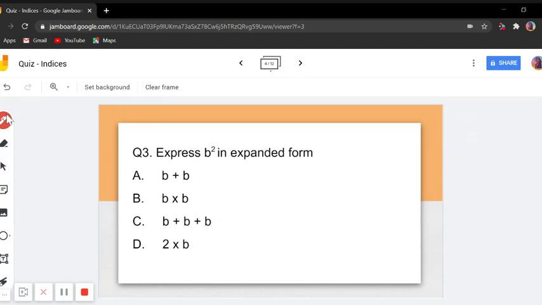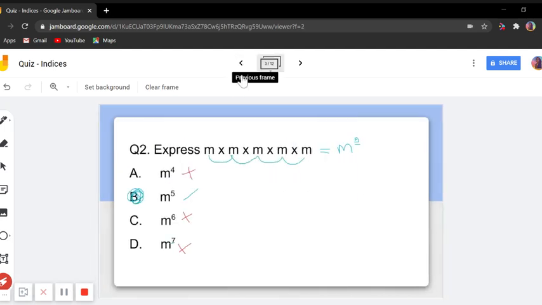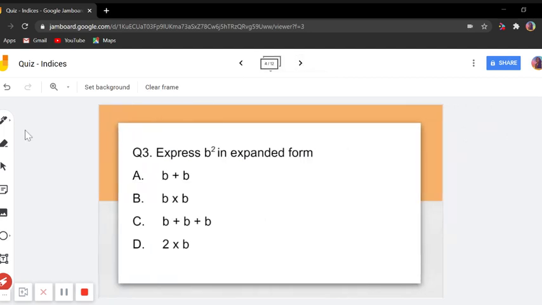Let's go to the third question. Express B to the power of 2 in expanded form. How does expanded form look like? It looks like this. Alright, I hope you are not confused. It looks like this. It is a long multiplication process. Alright, let's solve it. Express B to the power of 2 in expanded form.